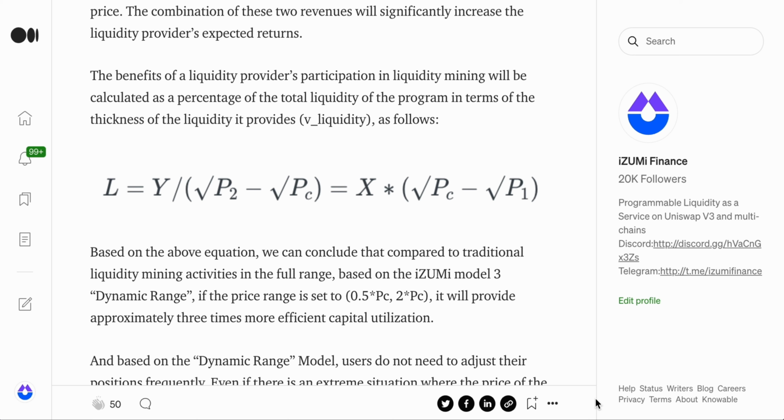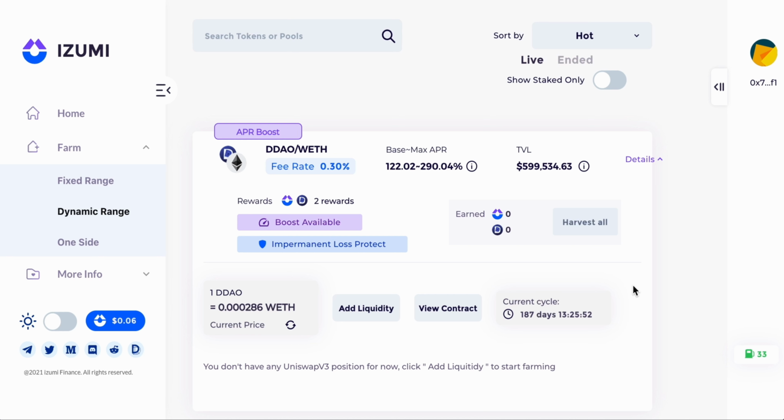By providing liquidity to a specific price range, users can not only obtain the liquidity reward of Izumi Finance, but also obtain the transaction fee on Uniswap v3. And this price range is often the interval where the most transactions occur, so the transaction fee that users receive will also be more.